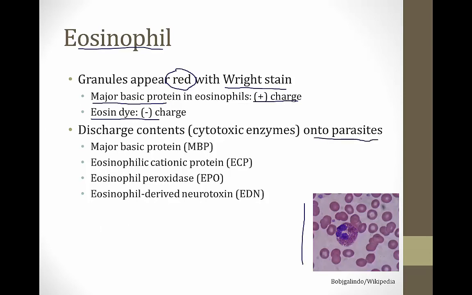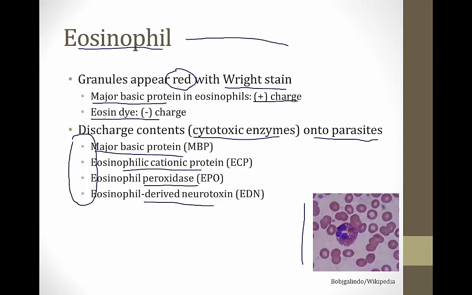Remember, they're designed to fight parasites like helminths that are too big to be phagocytosed. So their granules contain cytotoxic enzymes that they're supposed to dump onto the parasites. And these include substances like major basic protein, eosinophilic cationic protein, eosinophilic peroxidase, and eosinophil-derived neurotoxin. And you can read a lot about these. We know a lot about many of them because eosinophils are important in allergic disease, so we've studied these greatly to try and understand how to prevent allergies.